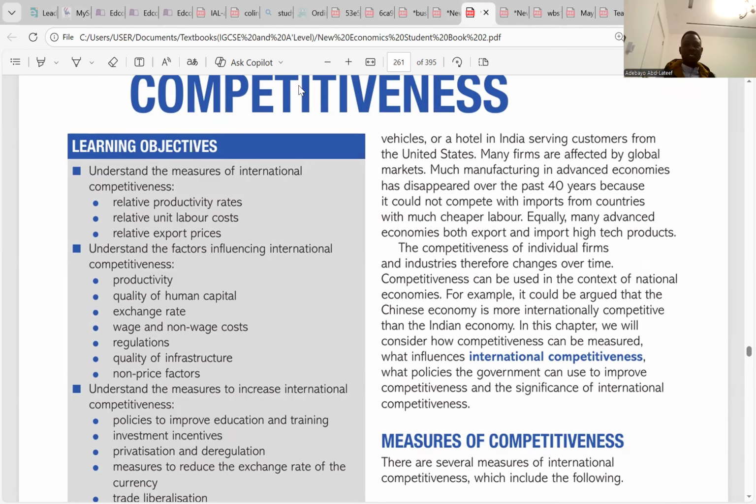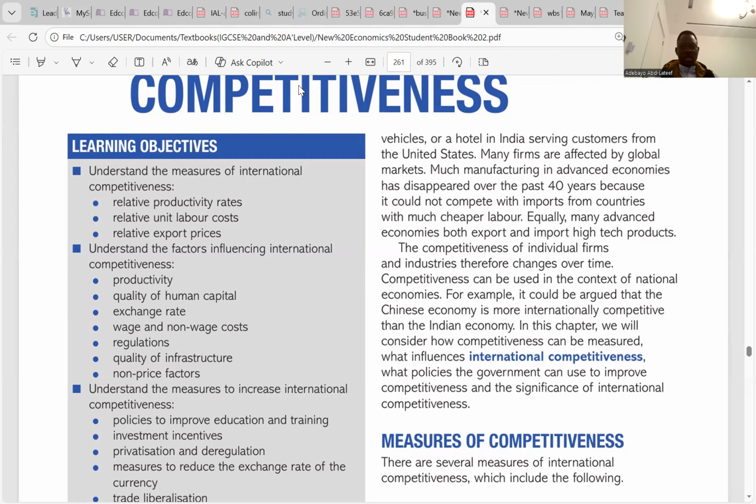Much manufacturing in advanced economies has disappeared over the past 40 years because it could not compete with imports from countries with much cheaper labor. Equally, many advanced economies both export and import high tech products. So the competitiveness of individual firms and industries changes over time. Competitiveness can be used in the context of national economies. For example, it could be argued that the Chinese economy is more internationally competitive than the Indian economy.